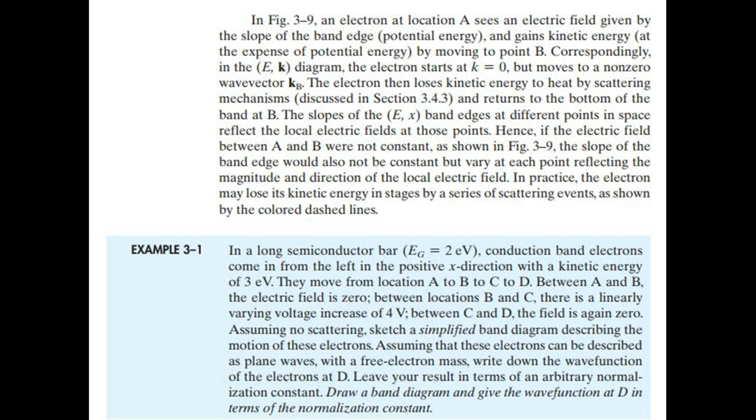Assuming that these electrons can be described as plane waves, with a free electron mass, write down the wave function of the electrons at D. Leave your result in terms of an arbitrary normalization constant. Draw a band diagram and give the wave function at D in terms of the normalization constant.